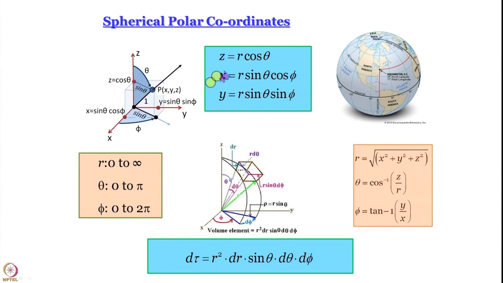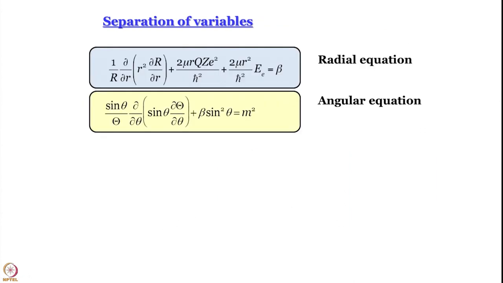And we have already gone through all these relationships earlier, and this is the volume element that we are going to come back to maybe a couple of modules later. Right. So, with that, this is where we had stopped. We had been able to separate the equations into two, one in terms of the radius r only, we call that the radial equation, and the other in terms of theta and phi, we call it the angular equation.